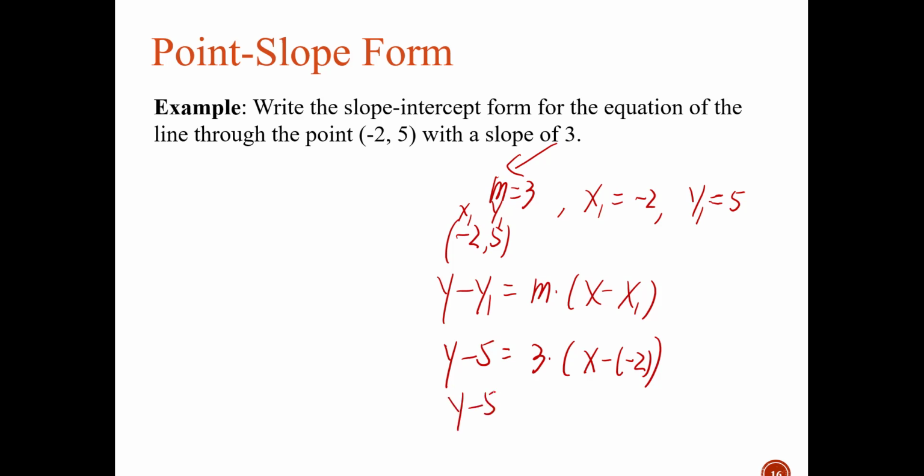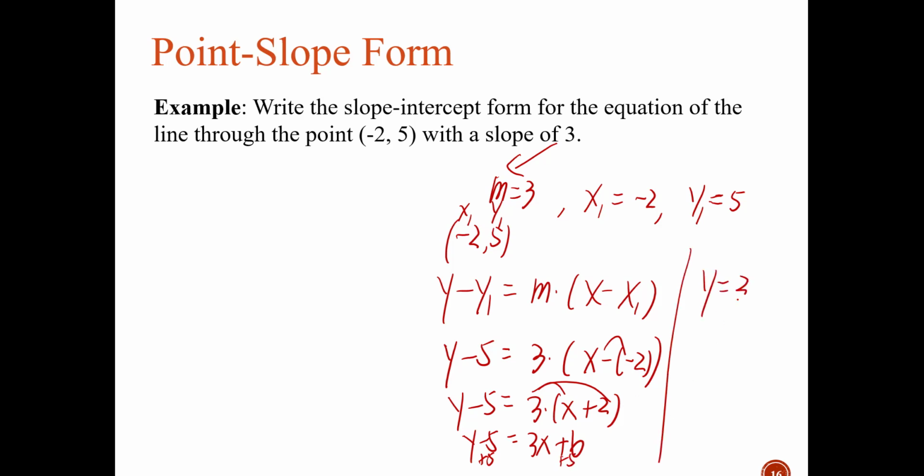So simplify: y minus 5 equals 3 times x, negative to positive, and then distribute it. So we get y minus 5 equals 3x plus 6. And from here we're adding 5 to both sides of the equation. So we end up with the equation of our line, which is y equals 3x plus 11. And that's the equation of the line in the slope intercept form. Slope m equals 3, y-intercept b equals 11.